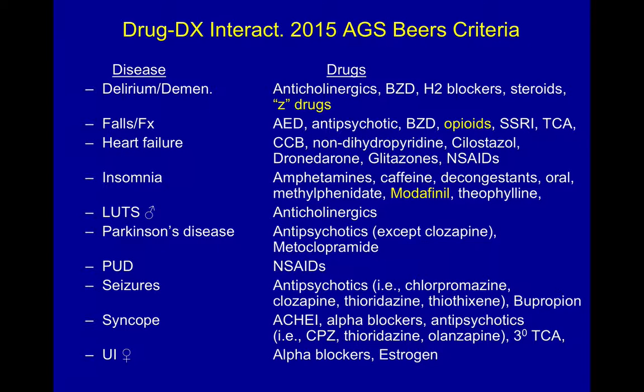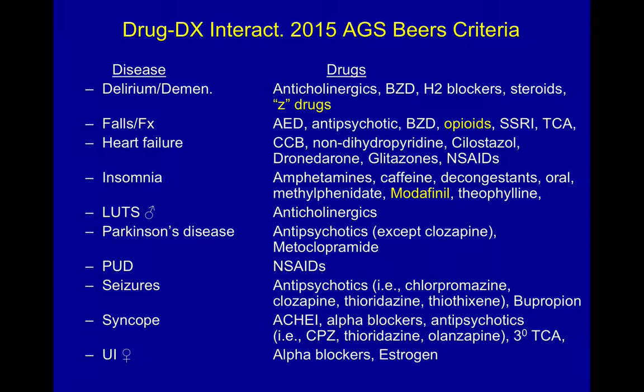Parkinson's disease, we worry about antipsychotics, especially high dose, and metoclopramide, that can cause Parkinson-like symptoms. NSAIDs to reduce peptic ulcers, I talked about possibly adding a PPI. Remember, it's PPIs. H2s don't help, just PPIs.